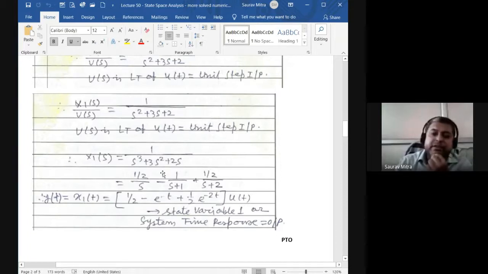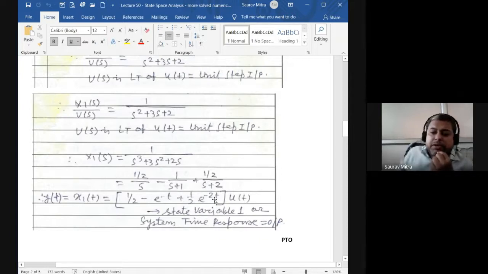And then if you are doing partial fraction, it will be half by s minus 1 by (s plus 1) plus half by (s plus 2). So what is the inverse Laplace transform of X1(s)? That is x1(t), that is same as y(t), that is equal to half minus e raised to minus t, it should be, okay, it is not clearly visible, it should be e raised to minus t plus a half of e raised to minus 2t of u(t). u(t) is nothing but the unit step to make the system causal.